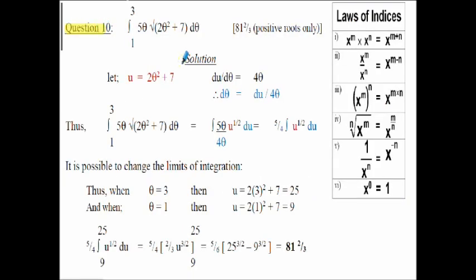Question 10, solution shown here. I'll let you review the solution at your own pace. In this particular case, we're going to change the limits of theta from theta is equal to 3 to u is equal to 25 and theta is equal to 1 to u is equal to 9. I'll let you work through a solution. You should find the answer is 81 and 2/3.